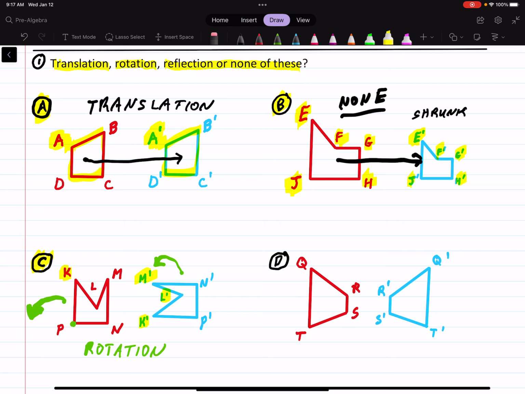And finally, we have D. On D, our original trapezoidal or quadrilateral figure looks to me like if you drew a line right in the middle, that we then do a flip mirror image over here, and since we have the mirror image, this is a reflection.